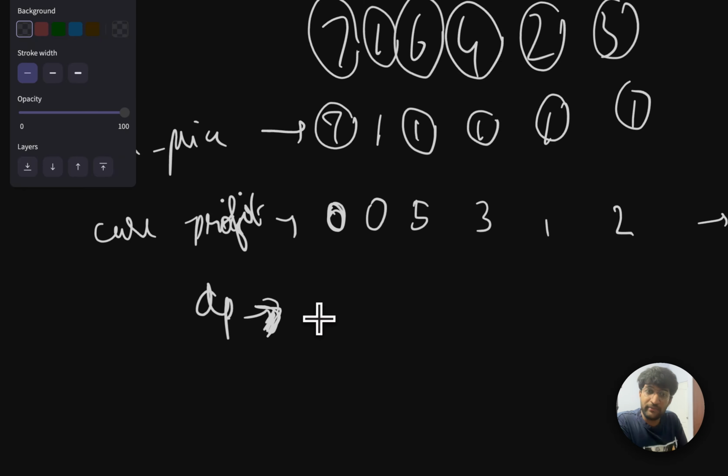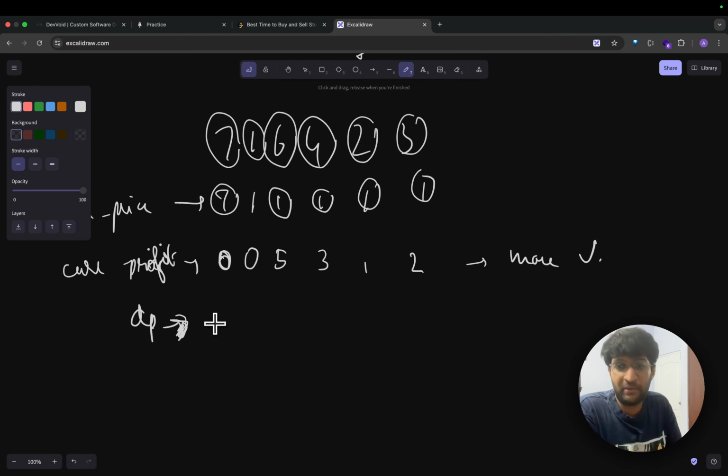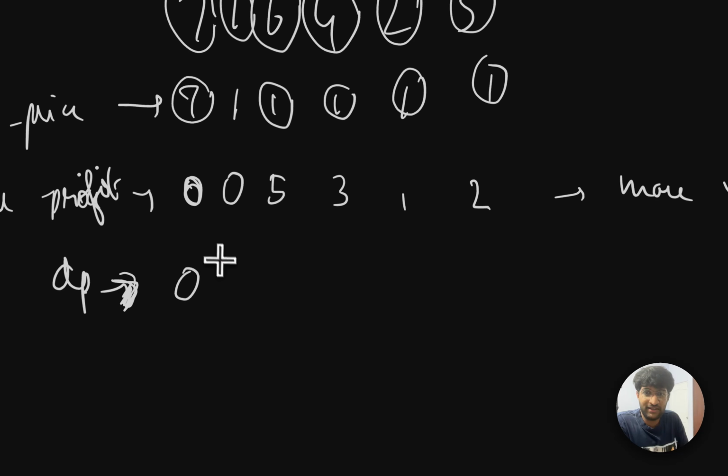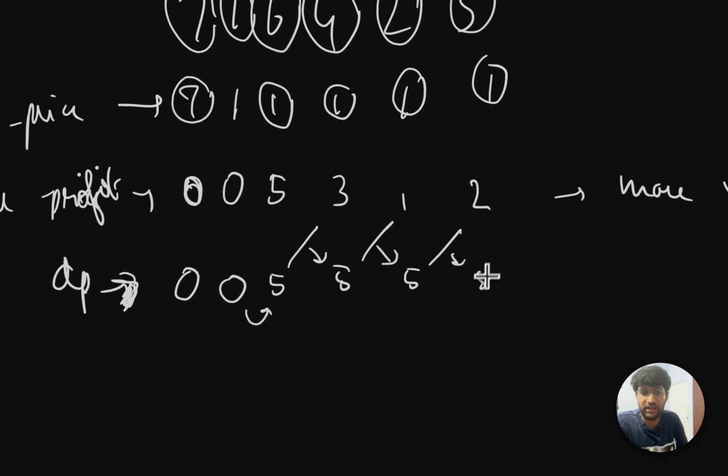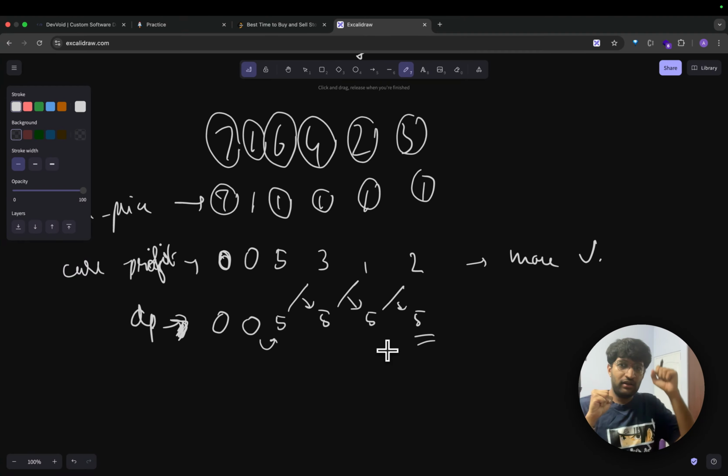In DP, what you will do is store the maximum profit at that point. At this point, 0. At this point, still 0. At this point, 0 versus 5. It is 5. 5 versus 3, what is the best option? 5. 5 versus 1, what's the best option? 5. 5 versus 2, what's the best option? 5. And boom. So at every point, we check the previous value with the current profit, to get the final profit. I hope you understand what I said till now.